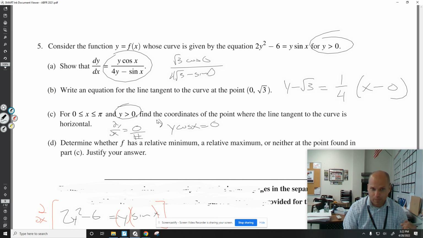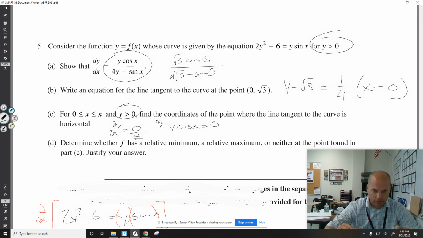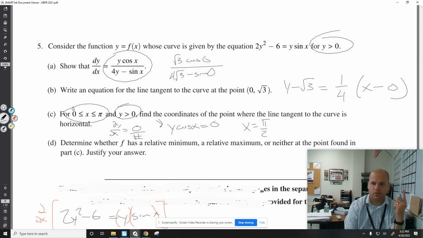If y's are positive, we cannot have a 0 coming from y times cos x. We can just have x coordinates. Now, when x is pi over 2, guess what? There's no way around it. You need to know that the cosine of pi over 2 is 0. 3 pi over 2 as well, but we're talking about 0 to pi. When x is pi over 2, we have a horizontal tangent.